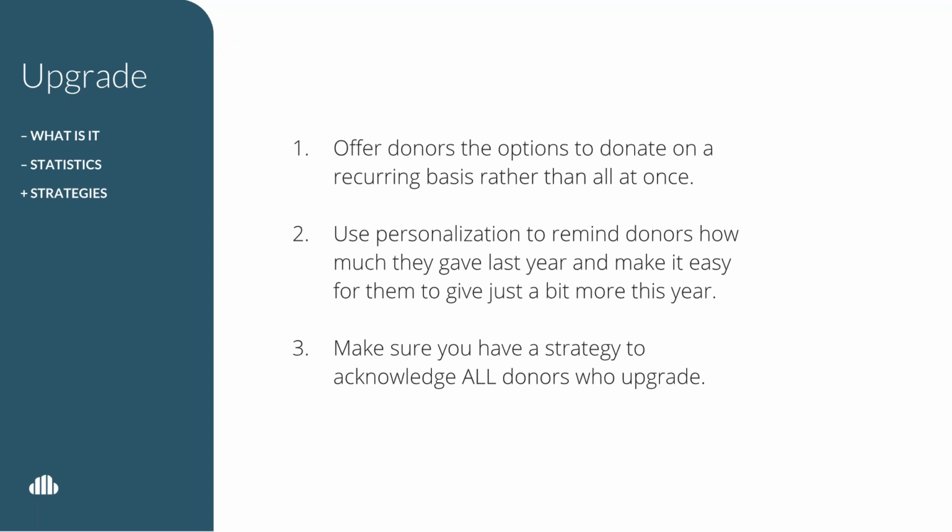So number 2, use personalization to remind donors how much they gave last year and make it easy for them to give just a bit more this year. So again, using the right technologies, using a really powerful email marketing platform, this can become really easy. You can use some personalization fields, pop in how much they gave last year and give them a suggested gift this year. Take the decision process out of it. Tell them what you need them to give to be able to hit your goal and show them how that's going to make such a huge impact on the population you serve. And you'll be really surprised what people are willing to do.